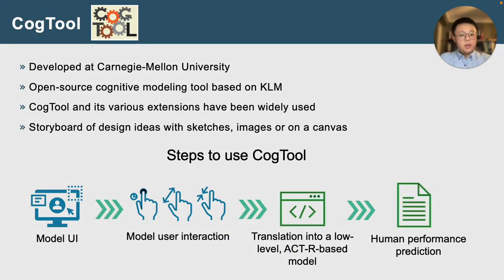As you may already notice, CogTool+ is in the title of the paper. Therefore, we want to briefly introduce CogTool to the audience who are less exposed to cognitive modeling. CogTool was developed at CMU and it's an open-source cognitive modeling tool based on KLM. The usage of CogTool consists of modeling the user interface, modeling user interaction, translating the high-level description into a low-level actor-based model, and human performance prediction. Despite the usefulness and popularity, similar to other cognitive modeling tools, there are some challenges.